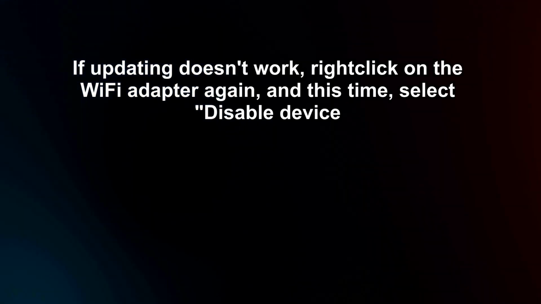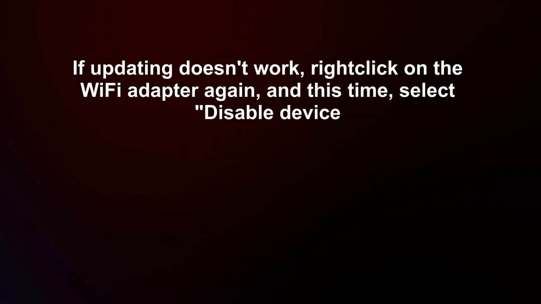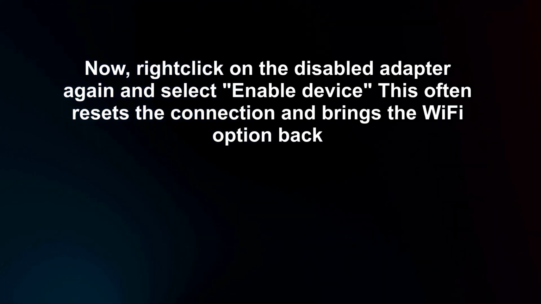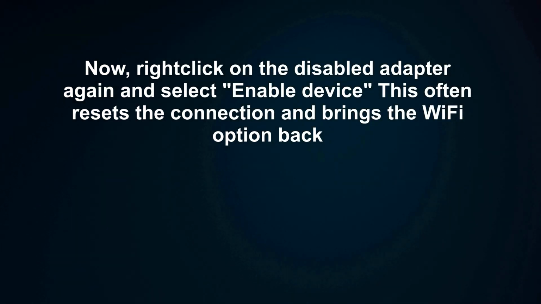If updating doesn't work, right-click on the Wi-Fi adapter again, and this time, select Disable Device. A warning will pop up. Click Yes. Wait a few seconds. Now, right-click on the disabled adapter again and select Enable Device. This often resets the connection and brings the Wi-Fi option back.